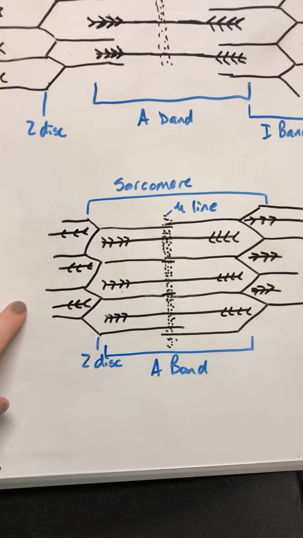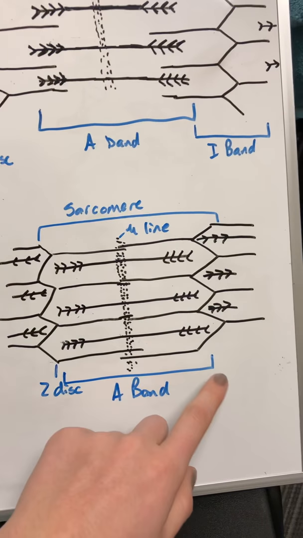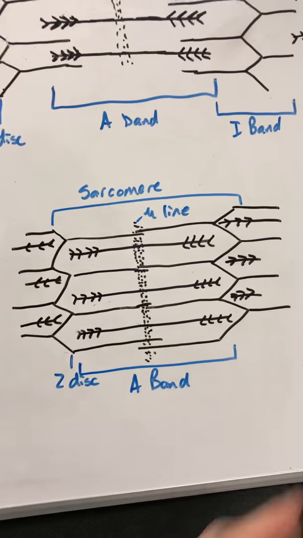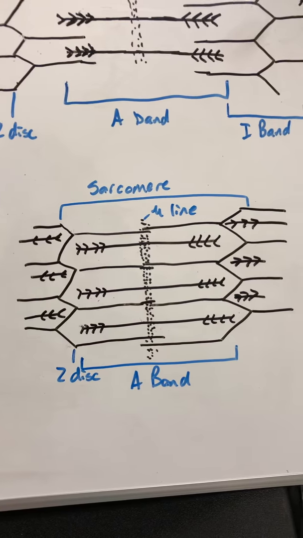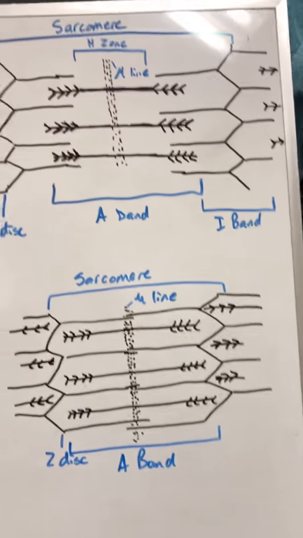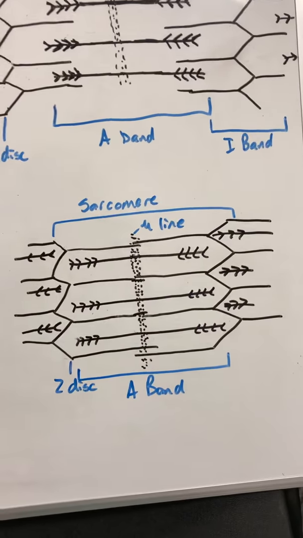So down here in a contracted sarcomere, the M line remains the same, and so does the A band. The Z discs, while they are the same, will move closer together due to the thin filaments overlapping. And the I band and H zone actually disappear in a fully contracted sarcomere.